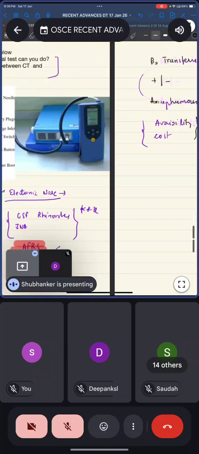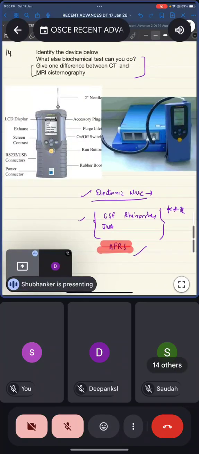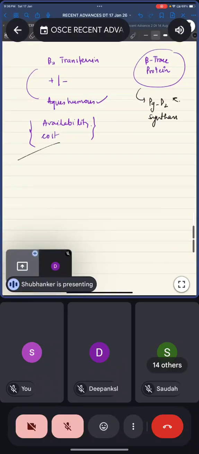Now, the third question they were asking is what is the difference between MRI and CT cystoscopy? Okay, have a look at the image once. I'm sorry, I forgot to put the image of MR and CT cystoscopy. I'll mention it over here, and please see it once. Can somebody help me with any one or two differences?